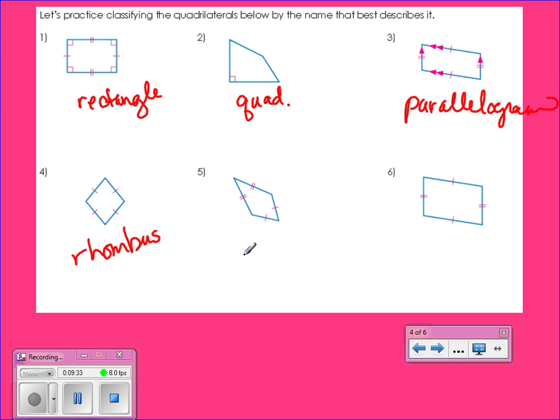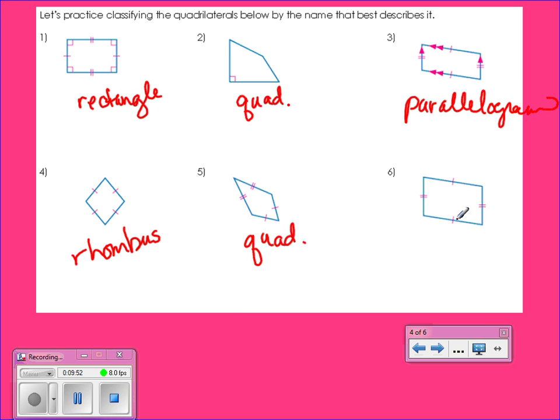Quadrilateral. Why is it not a parallelogram? Because it doesn't have any parallel sides. No parallel sides, so could it be a trapezoid? No, trapezoids have to have at least 1 pair too. It's a quadrilateral. I'm just going to write quad here.